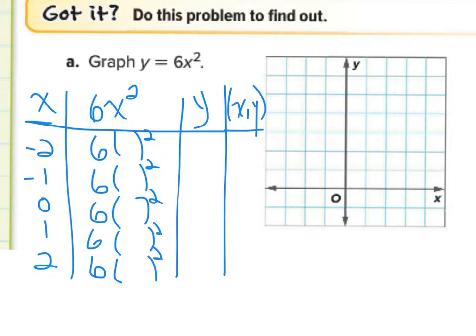And now I'm ready to input my x's into each one. So here I'll input my -2, my -1, my 0 to replace the x's, my 1, and my 2. And I can solve now.